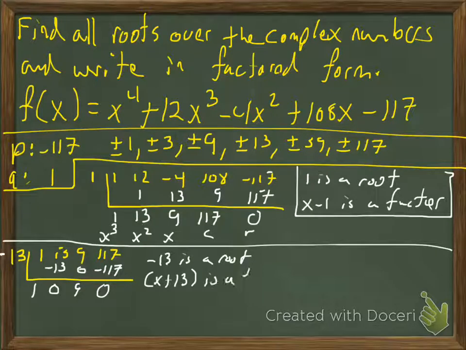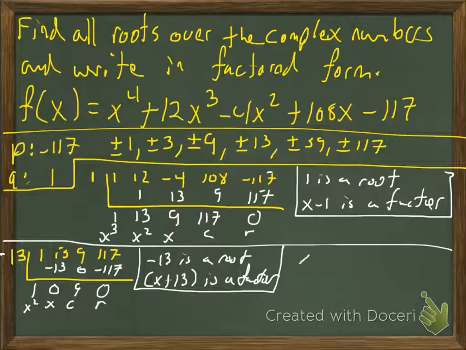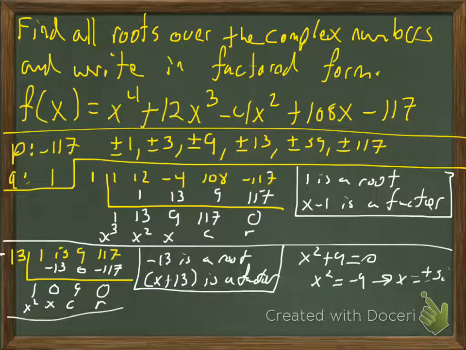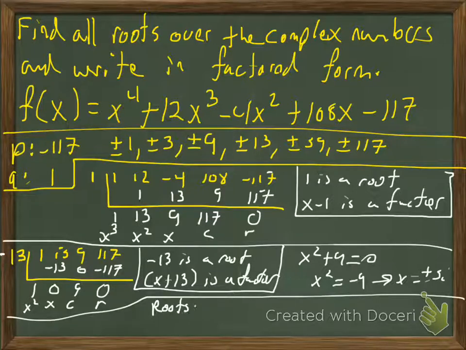And we're home free now, because what I have left is a quadratic, and I have many ways of solving quadratics. So I have x squared plus 9 equals 0. I'll subtract 9 from both sides, and I have x squared equals negative 9. Take the square root, don't forget the plus and minus, and the square root of negative 1 is i, so we get plus and minus 3i. My roots, which I've boxed up, are 1, negative 13, and plus and minus 3i.